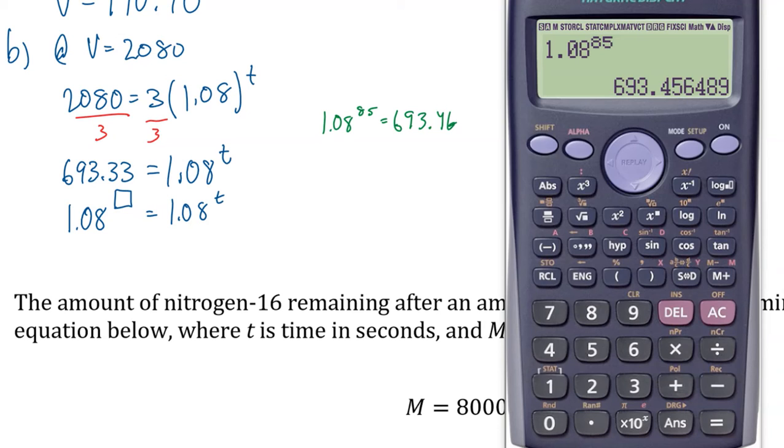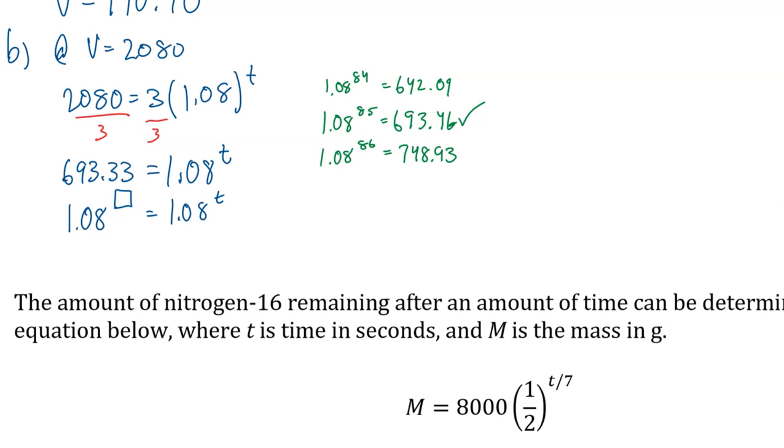Okay? You don't have to write it down when you do this, but you do need to do this. Because in some cases, you might get really close, but there's actually something that's closer. So 1.08 to the 84 is further. So that's no good. And what about to the 86? Is too big. So 85 is correct. Do you understand?